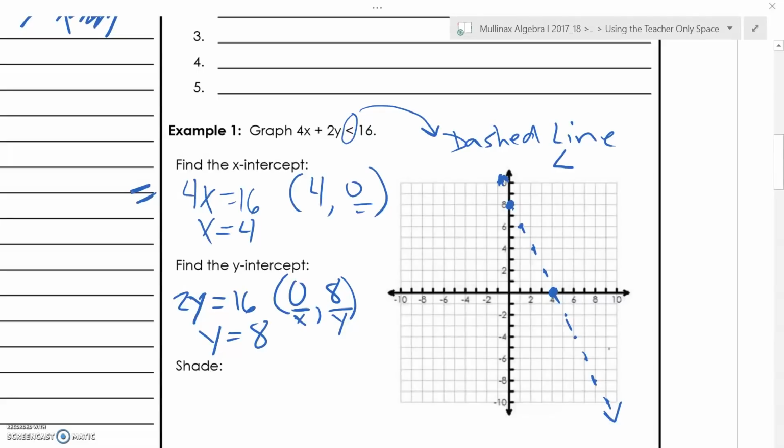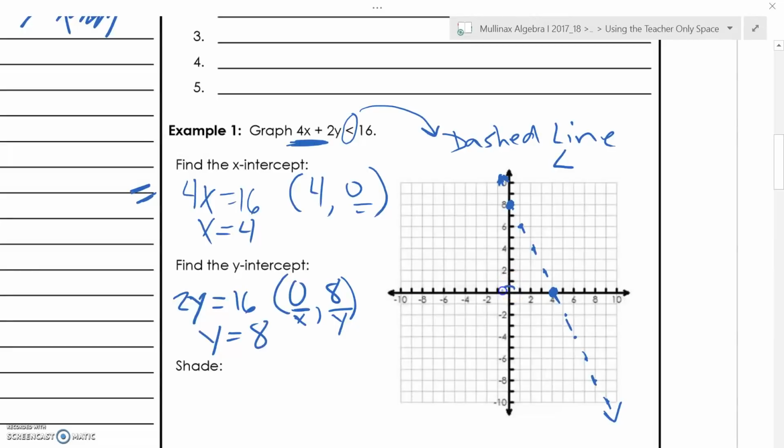Now, the line divided the coordinate plane into 2 regions. One region makes all of the x, y ordered pairs less than 16 when you substitute into the inequality and you do 4 times x plus 2 times y. The other side of the line would make all of the points greater than 16 when you plug it in. So we need to decide which side makes the x, y ordered pairs less than 16 when we plug them in. So let's pick a point.